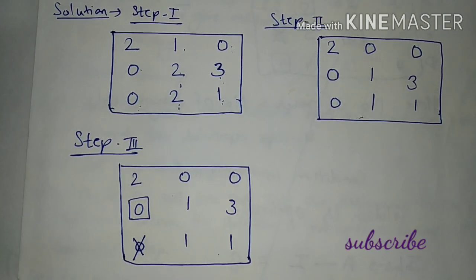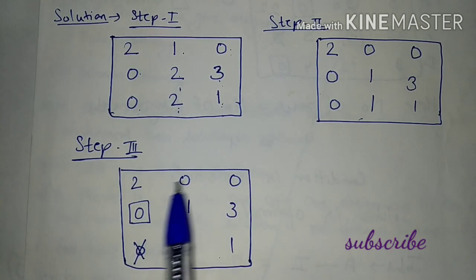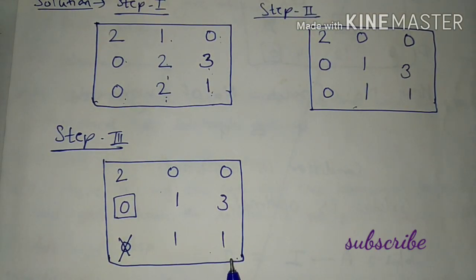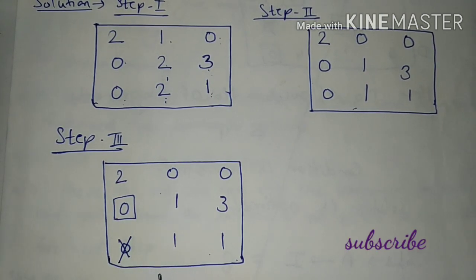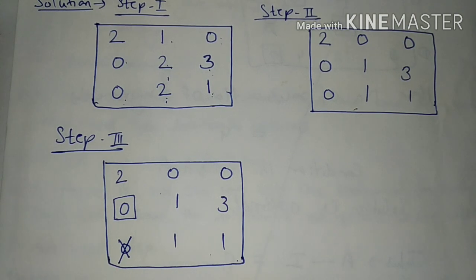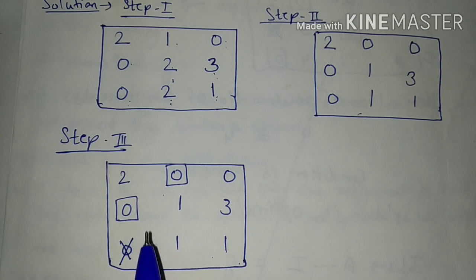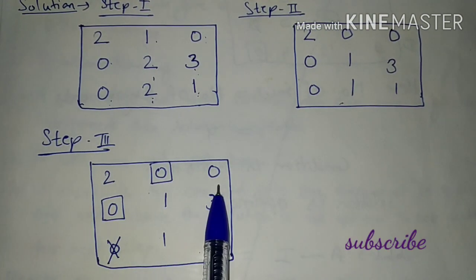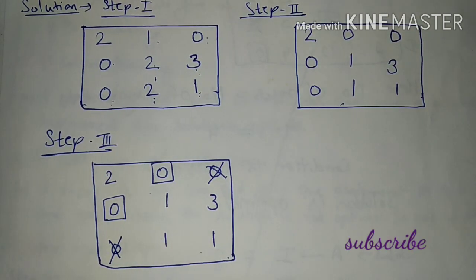Again start. Row 1, there are 2 zeros, so leave it. In row 2, no 0. In row 3, no 0. So scan all the columns one by one. In column 1, there is no 0. In column 2, there is 1 zero, so make a square around it. If there is any 0 in that column and in that row, then cross over it. Here there is 1 zero.